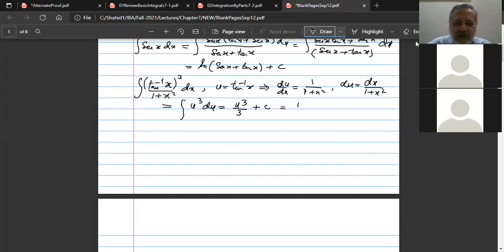And the final result is 1 upon 3 u, again replaced by, what am I doing? Power 3 है तो power increase करनी है. u raised to power 4 upon 4, 1 upon 4 u raised to power 4. So what was u? It was tan inverse x raised to power 4 plus c.